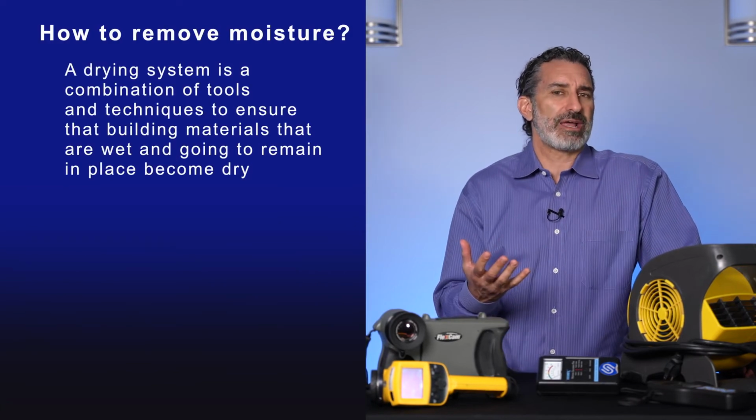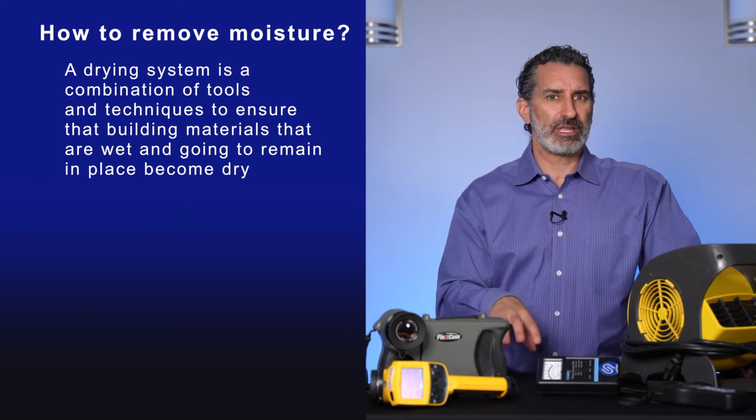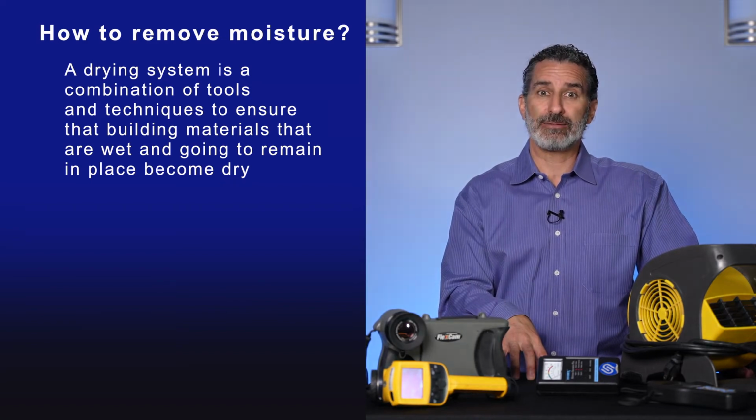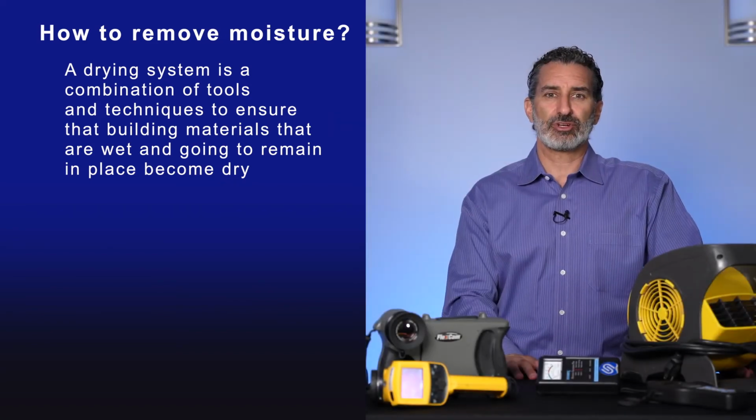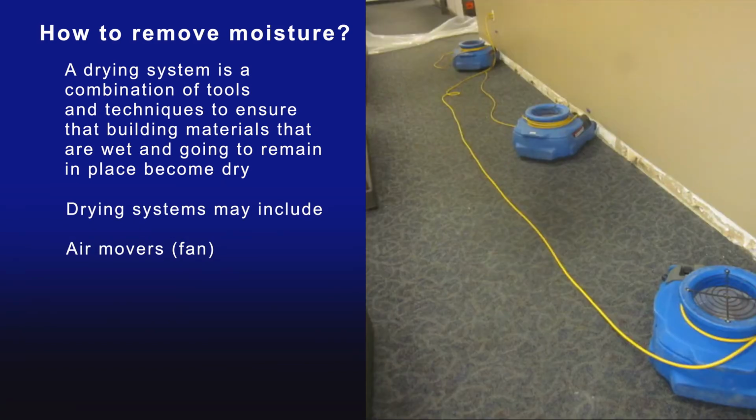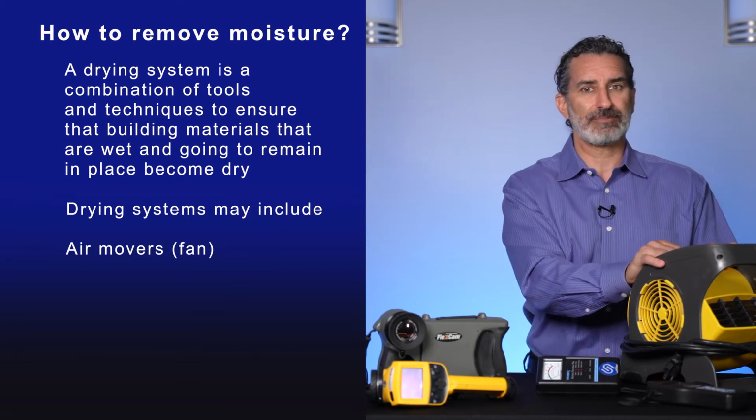Once you've mapped your moisture, once you've extracted your water, and once you've removed the building materials that are unsalvageable or that are in the way of other materials, a drying system needs to be put in place. What is a drying system? It's a combination of tools and techniques to ensure that building materials that are wet and are going to remain in place become dry. Typical drying systems are going to include air movers, some sort of fan that moves air to facilitate the evaporation of water from surfaces and to depressurize or change the pressure at surfaces to prevent the growth of mold and bacteria.